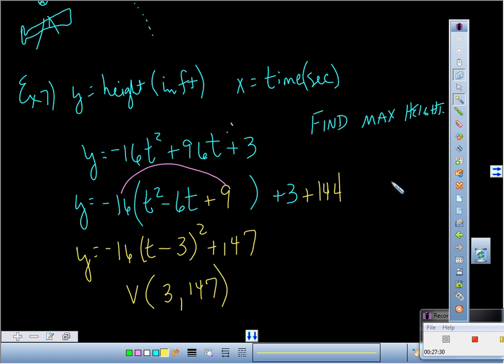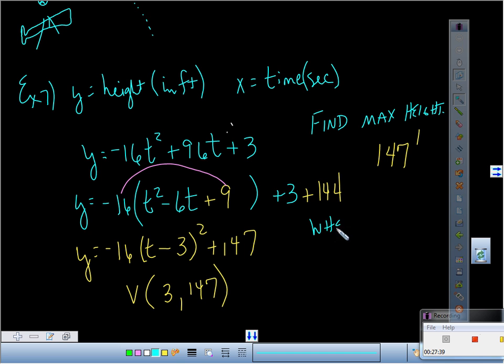All right, so here's my question. What is the maximum height? 147 feet. Okay? Here's my next question. When does it occur? This is time. So 3 seconds after you hit it. So that outfielder, what's he got? 3 seconds, and that's at its peak, and it's starting to come down. You better move, people. You better move.